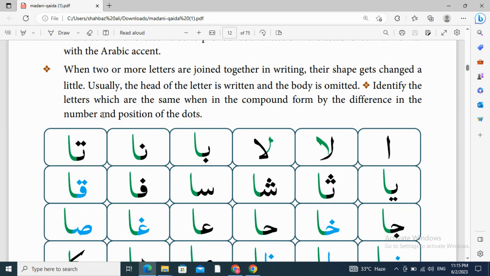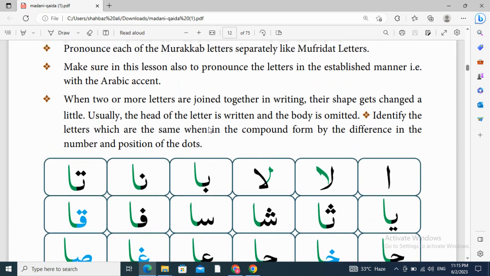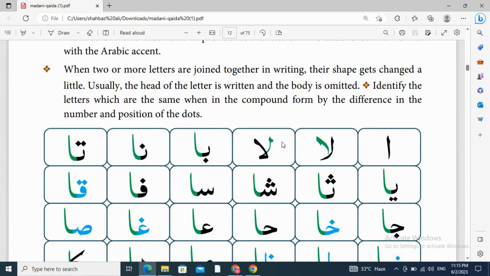Identify the letters which are the same in compound form by the difference in the number and position of dots. Okay, let's start.